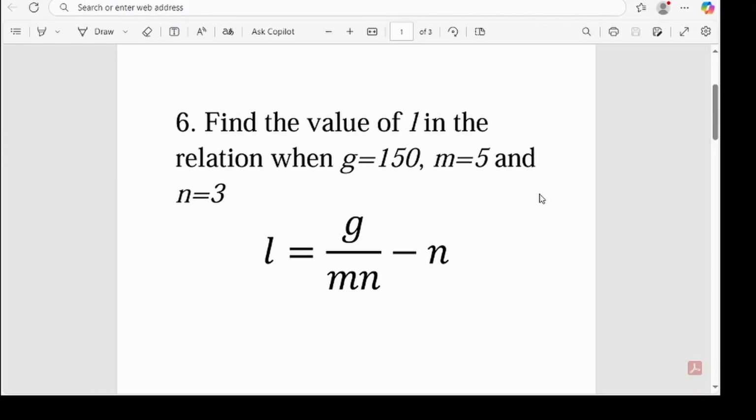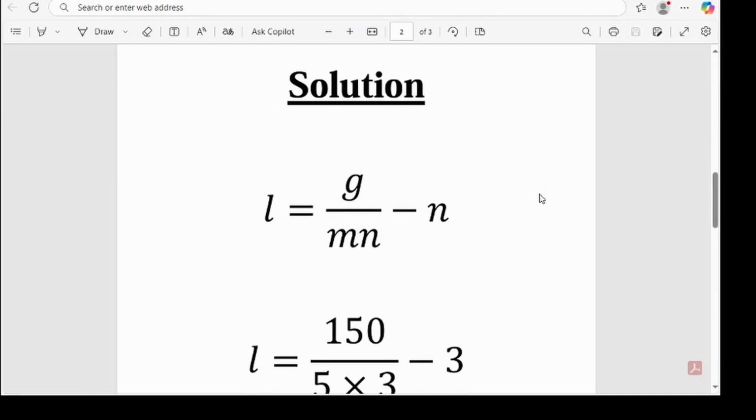In today's series, we will be tackling a very practical question in mathematics, substitution into formula. So let's quickly delve into the question. Right, so series 6, the question is asking us to find the value of L. L equals the fraction J divided by Mn minus N, right? Okay.